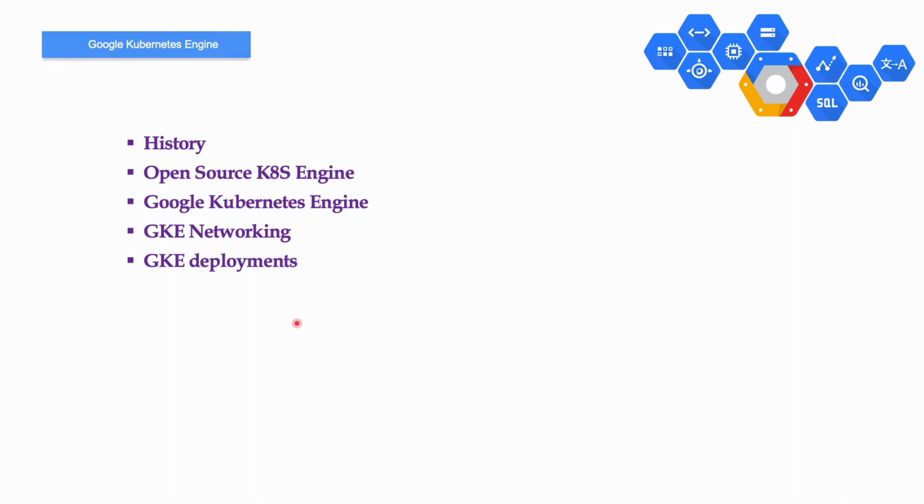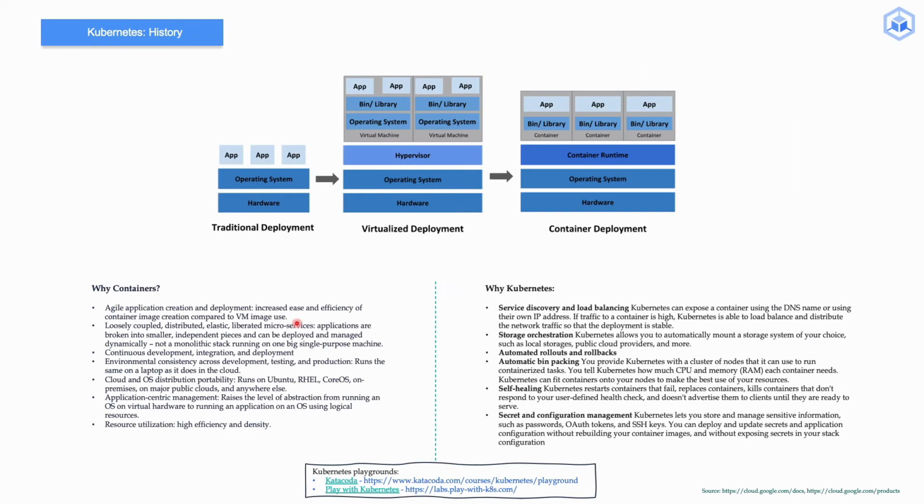in greater detail. So I'll be talking through the history of Kubernetes, why Kubernetes was born, then we will look at the open source Kubernetes architecture. Then we will look at the managed version from GCP. Then when it comes to Kubernetes, networking plays a very important role. So we'll be looking at the GKE networking part, and then we'll take a look at an example of how the deployment is done. So with that, let's get started.